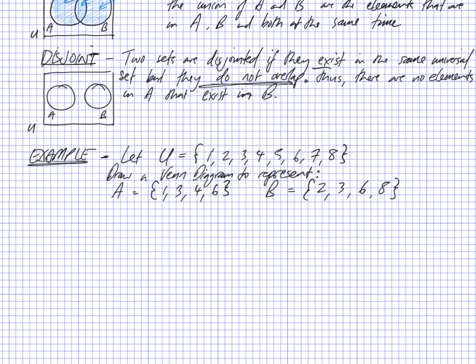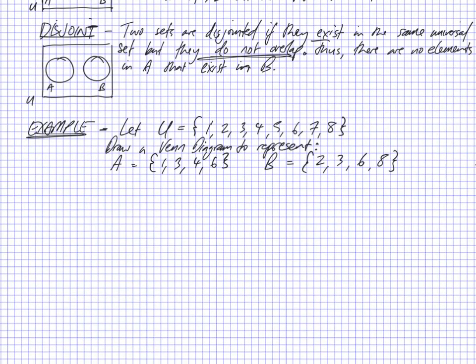Disjoint: two sets are disjoint if they exist in the same universal set but they do not overlap. So there are no elements in A that exist in B. So this is just a fancy word for saying that the two sets don't touch each other or don't overlap. So you've got the universal set here. You do have two sets within the universal set, but you can see A and B, they don't overlap each other. So they're just disjoint.